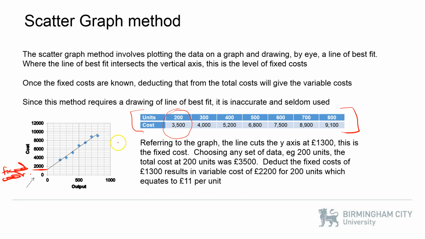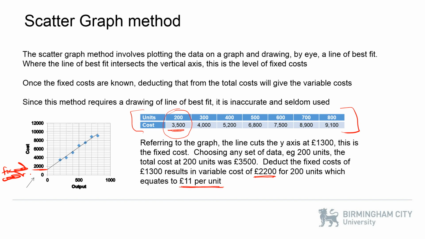We've identified from the graph that our fixed costs are 1,300. So if we deduct 1,300 from 3,500, the difference is the variable cost. So 3,500 minus 1,300 gives us £2,200. So our variable costs are £2,200. Now that's based on 200 units. So if we then divide it down, that tells us our variable cost is £11 per unit.